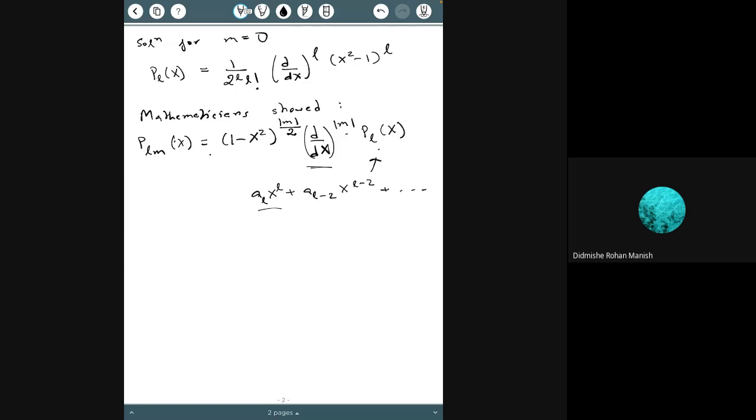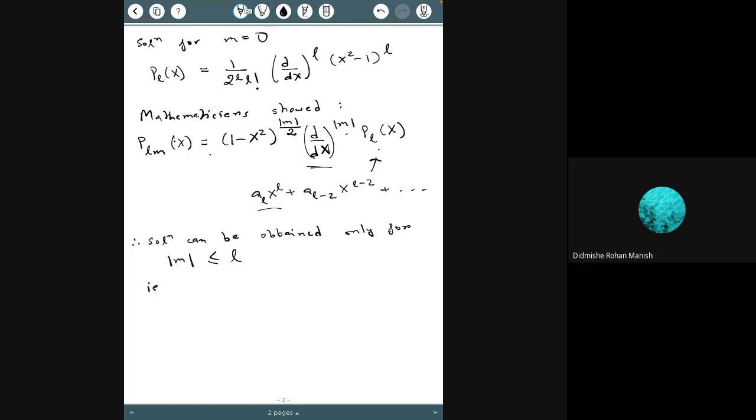So the only valid solutions can be obtained only for modulus of m less than or equal to L. You get my argument that since this polynomial stops at L, you can only take derivatives up to modulus of m equal to L.